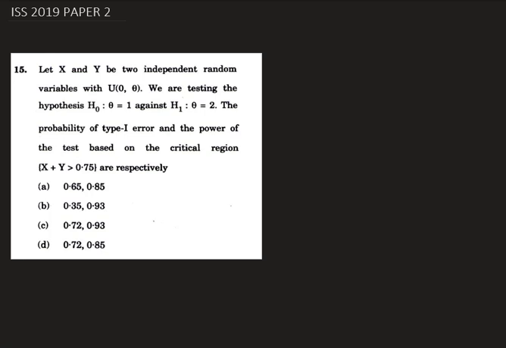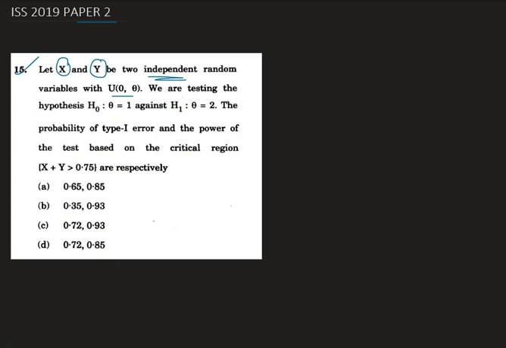Hello, today we are going to solve question number 15 from ISS 2019 paper 2. Here we are given two random variables x and y, and they are independent random variables following uniform 0, theta.